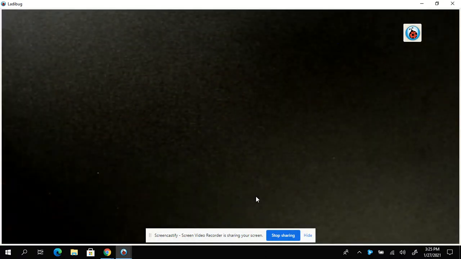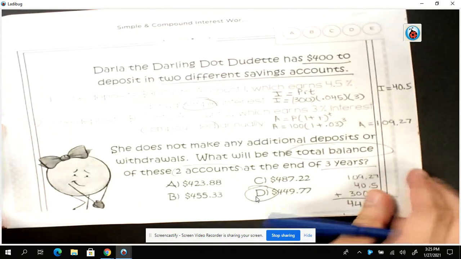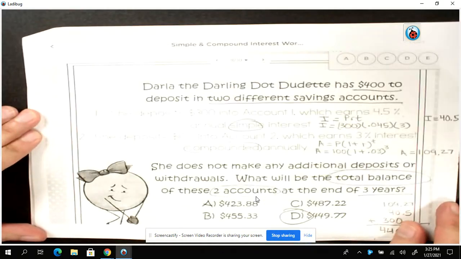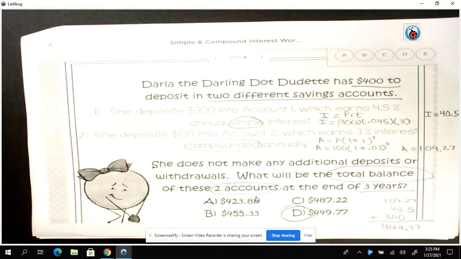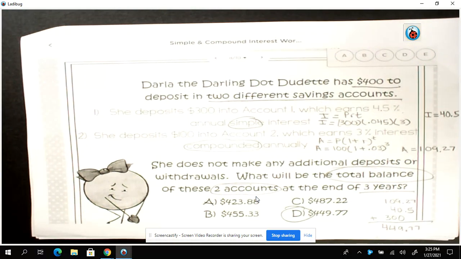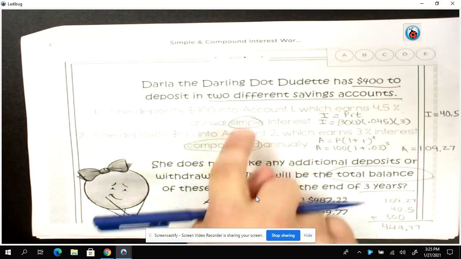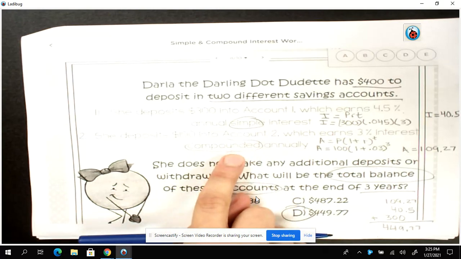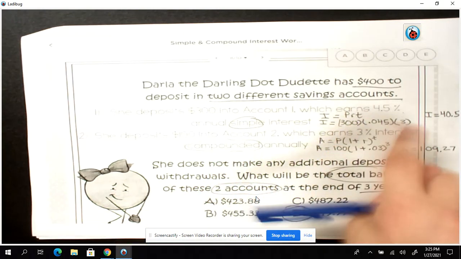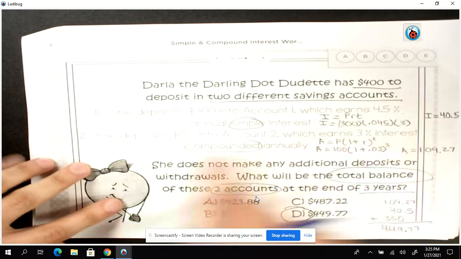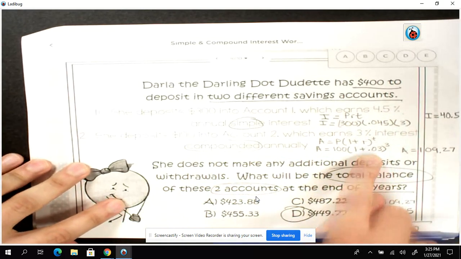Okay, so I'm running out of time. I'm just going to show you number 8, so you can pause the video if you need to. There's a glare on it from the light, but you can kind of see the work. There are two different scenarios. You're dealing with simple and compound. You're going to set up the equation for this one as so. Compound is going to be separate.